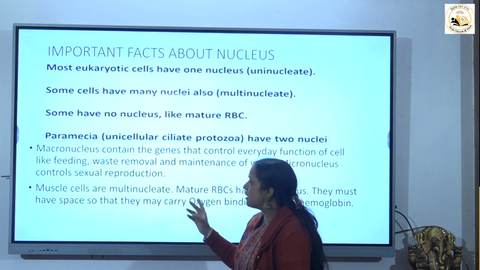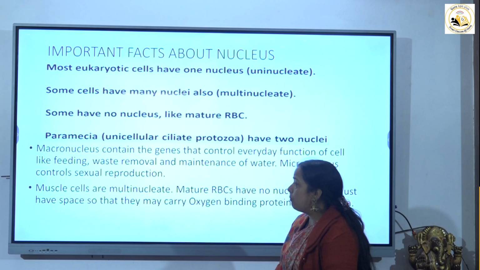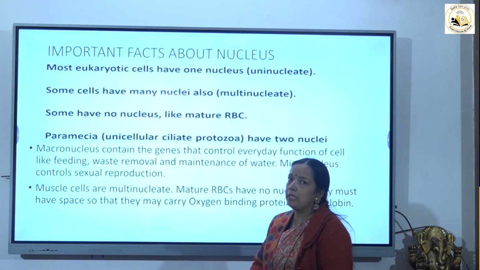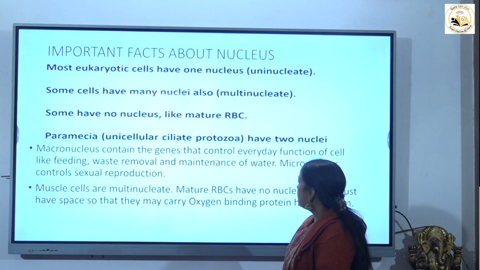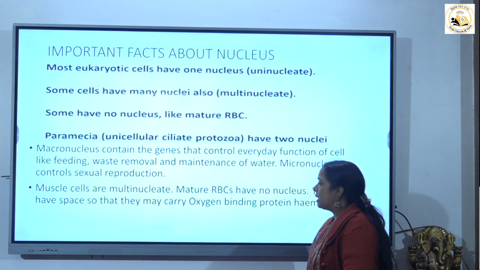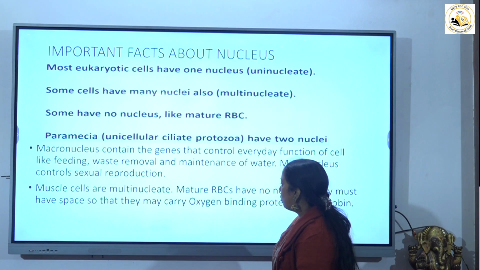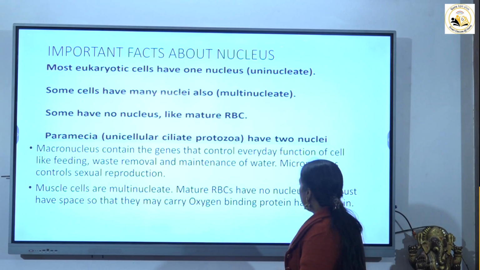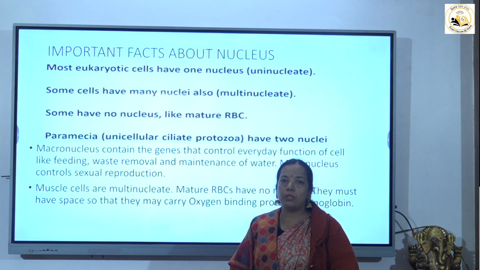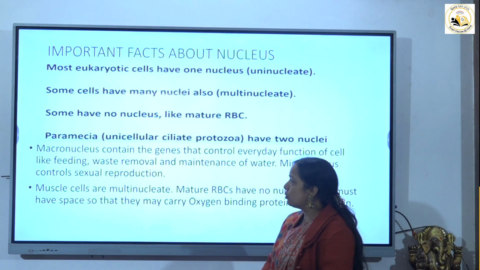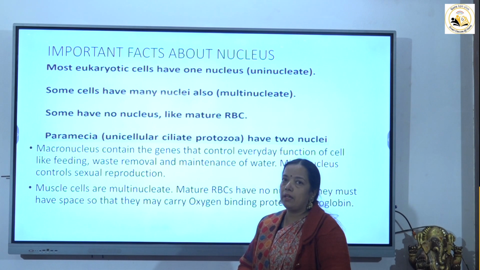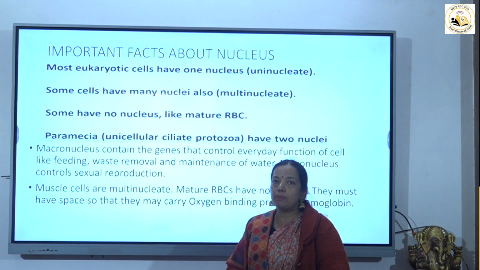Now, muscle cells are an example of multinucleated cells which contain many nuclei. Mature RBCs are the example of the cells which contain no nucleus, which are enucleated. They must have space so that they may carry out oxygen binding, and protein hemoglobin must be bound to the RBCs to carry the oxygen. So there is no nucleus. Nature has provided them space in this way.